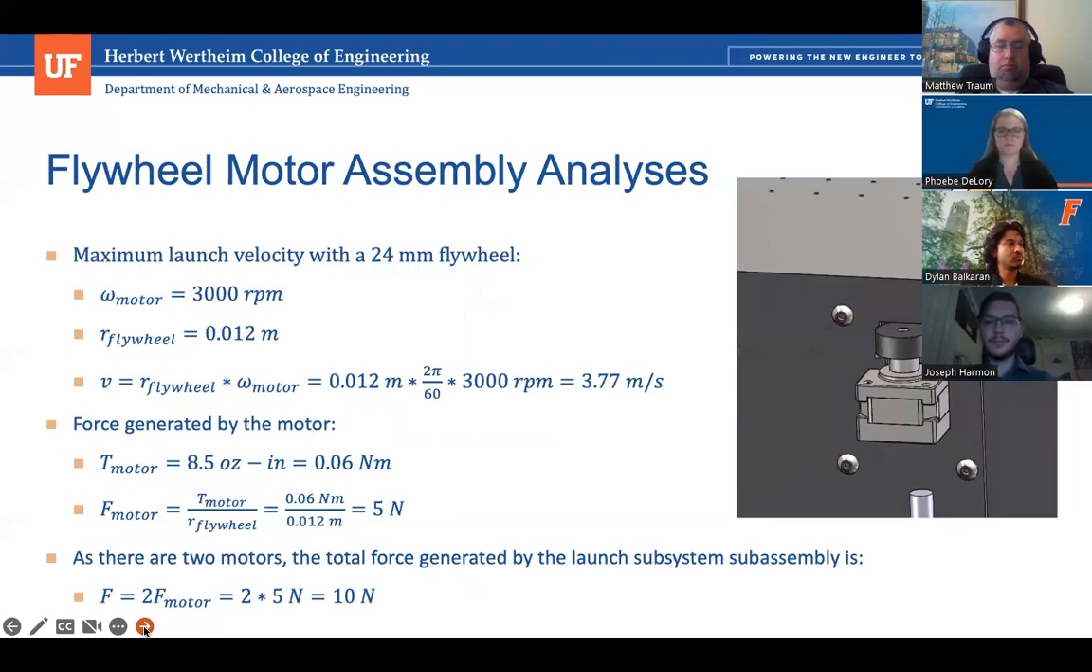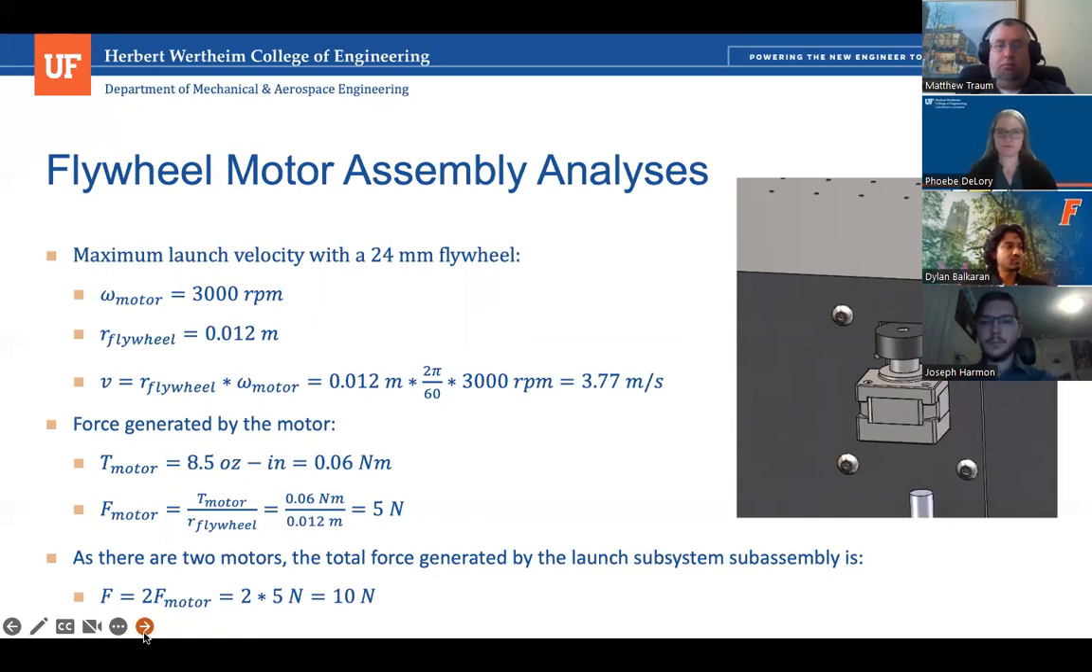So the first question we had to look into and perform an analysis on was how quickly this motor flywheel system could launch out our CubeSat. Using the maximum rated velocity of the motor, 3,000 RPM, and taking into consideration the radius of the flywheel, which is 12 millimeters or 0.012 meters, the linear velocity that can be exerted using this flywheel is 3.77 meters per second. This is well above the 2 meters per second requirement that is requested from our aero group.